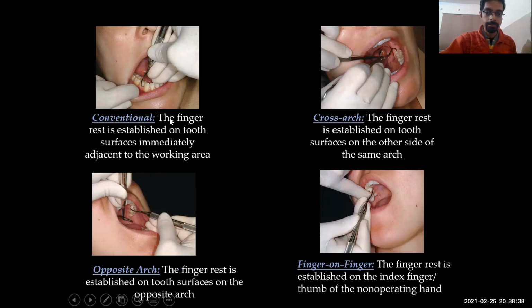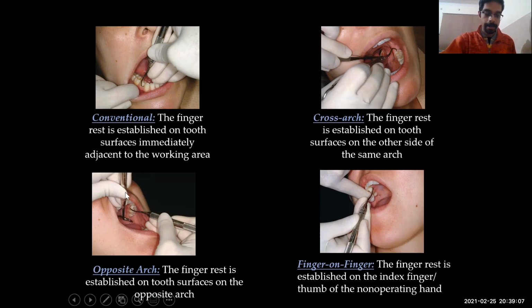Conventional rest means the finger rest is established on the tooth surface immediately adjacent to the working area. Means we are working on the premolar and immediately adjacent to this working area, the ring finger is used. Okay. Cross arch means if we are working on one side of an arch, the other side of the same arch is to be used for the finger rest.